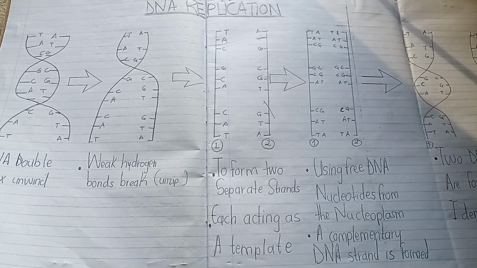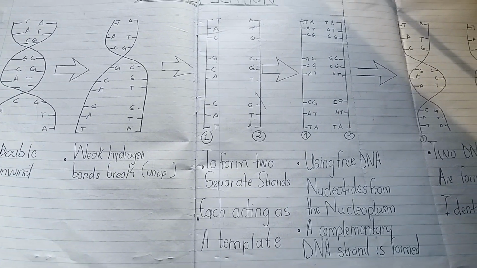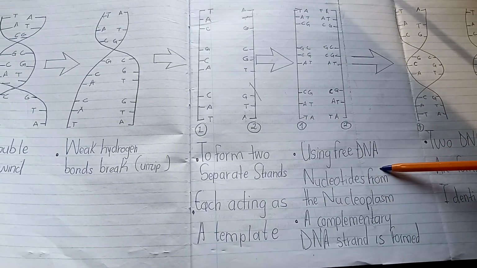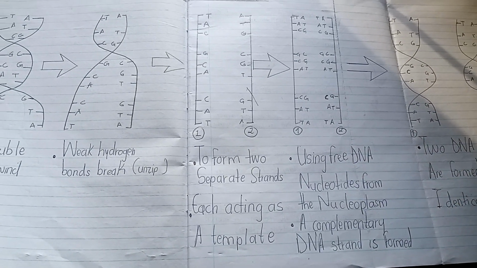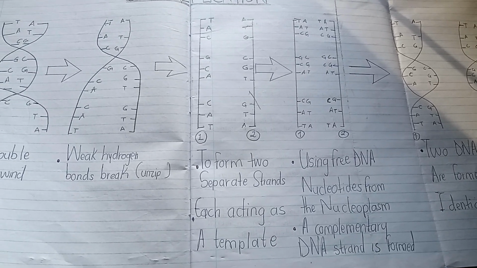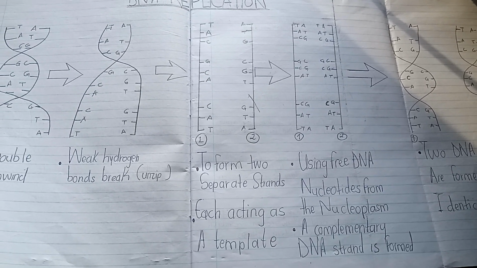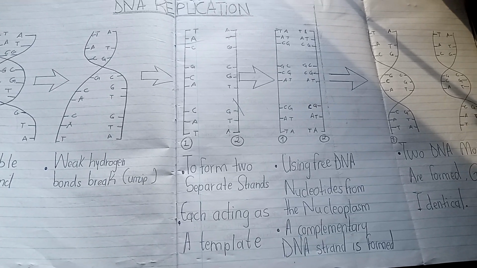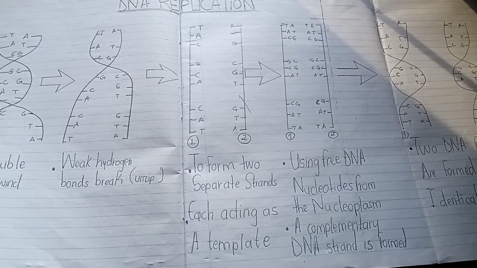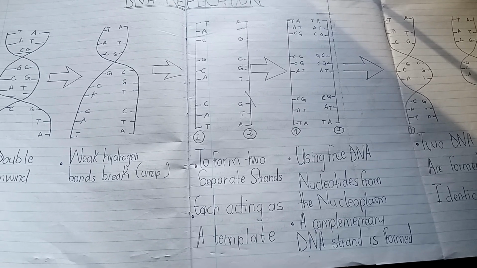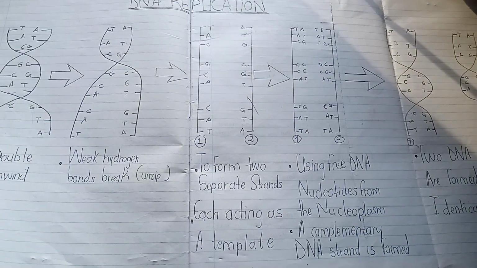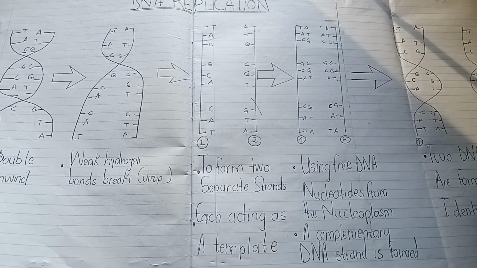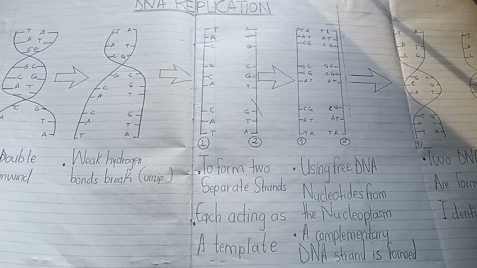And how will they now become the DNA molecules? They will use the free DNA nucleotides from the nucleoplasm. Why the nucleoplasm? Guys, remember that DNA replication takes place in the nucleus, remember? And in the nucleus, I told you about that jelly-like fluid where we find our chromatin network swimming, which is the nucleoplasm, right? So these nucleotides are DNA nucleotides from the nucleoplasm.